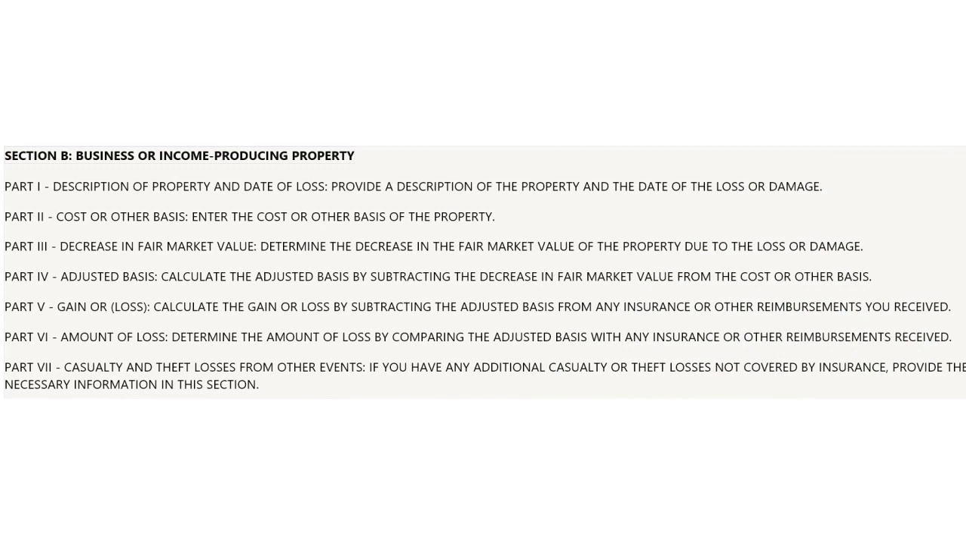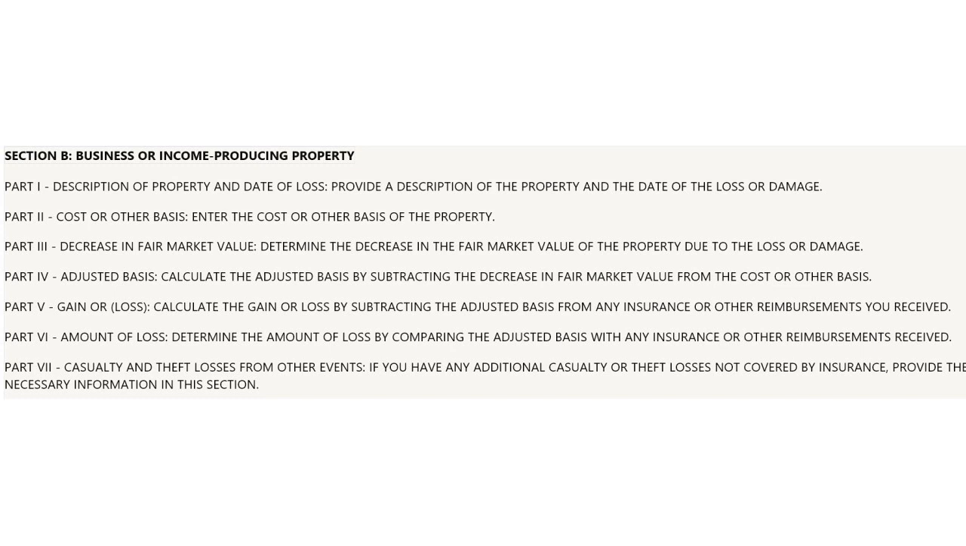Let's move on to Section B, business or income producing property, because there are two separate sections here. Part 1, description of property and date of loss. You provide a description of the property and the date of the loss or damage. Part 2, cost or other basis. You enter the cost or other basis of the property. Part 3, decrease in fair market value. You determine the decrease in fair market value of the property due to loss or damage.